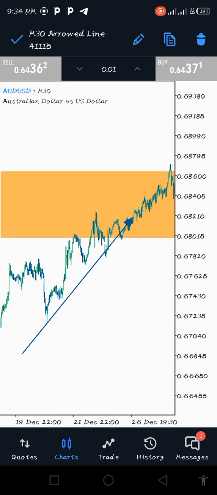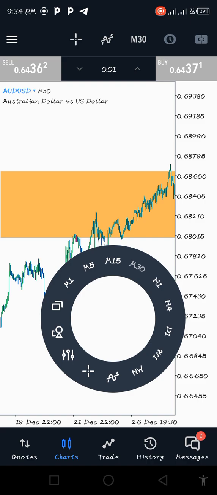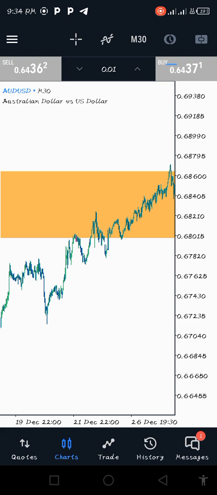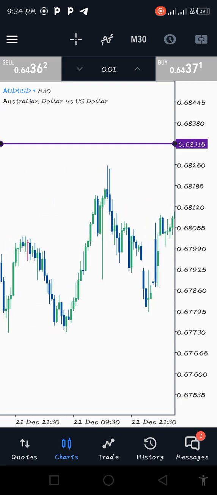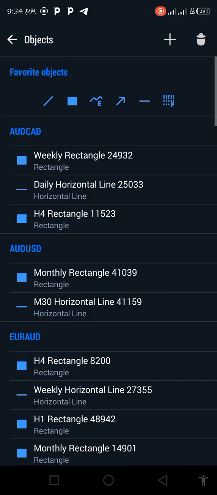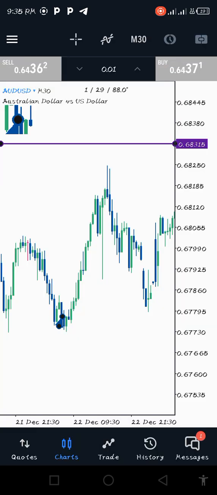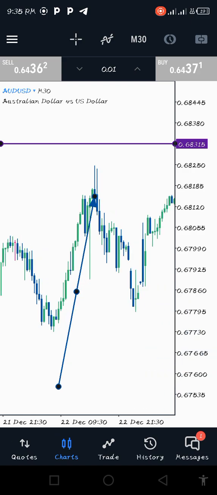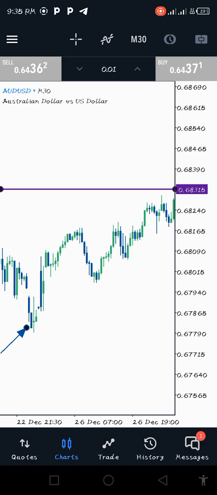This was my first encounter. Let me delete this. This was my first encounter of price entering my zone right here. Price entered my zone and gave me a pin bar right here. So if I could be entering selling opportunities without confirmation, price could just move down here for me to be stopped.